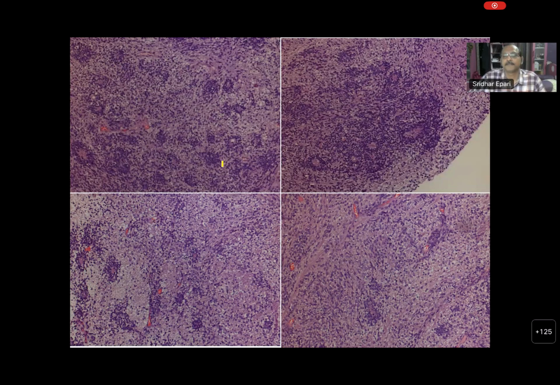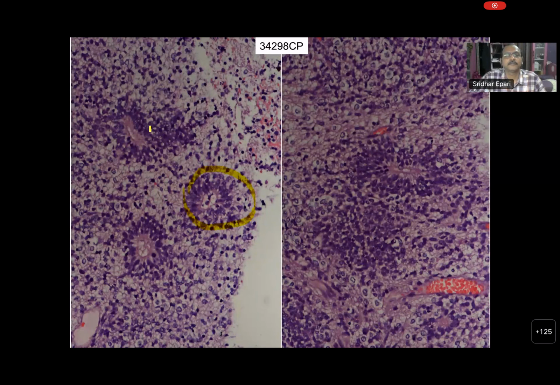You can see here, see these rosettes? These are multilayered rosettes. You can see stacking multilayered rosettes. So this is the classic picture of ETMR. From this morphology, the terminology has been derived.